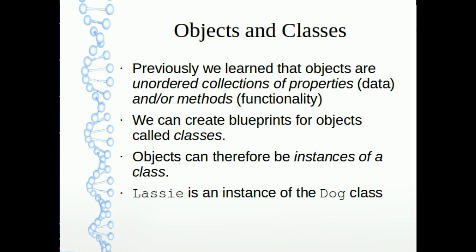We also learned we can create blueprints for objects called classes, and we learned that objects can therefore be instances of a class, and when an object is created as an instance of a class, it is said to have been instantiated. As an example of objects and classes, Lassie is an instance of the dog class, and there is only one Lassie, but there are many dogs, and this is the correct relationship between objects and classes.